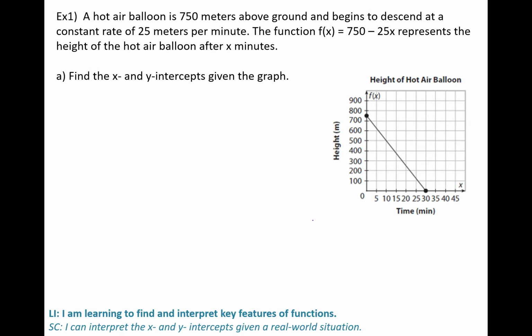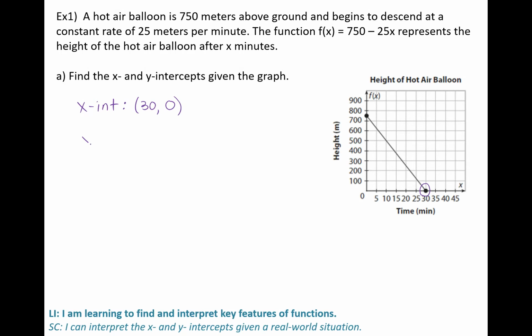If I look at my graph, where the graph crosses the x-axis is right here at 30. So my x-intercept would be at 30, and to write that as an ordered pair, I put 30 in the x spot because it's an x-intercept, and the y value will be a 0. We talked about that yesterday. So an x-intercept will have 0 in the y spot.